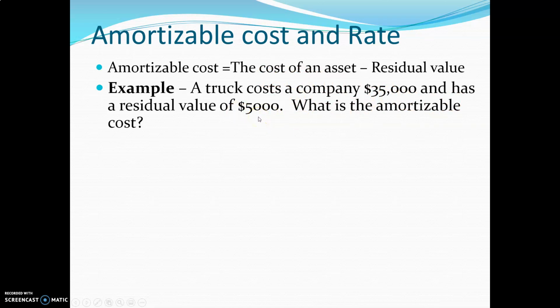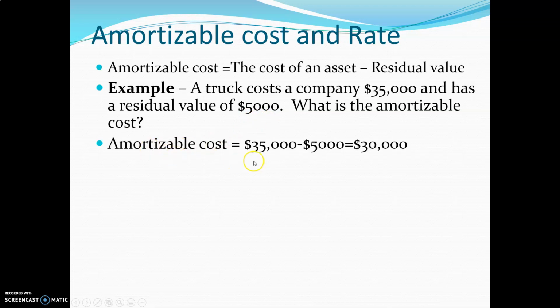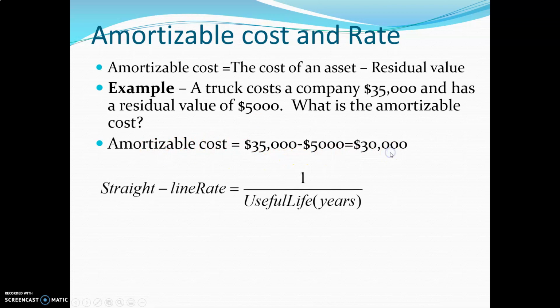It's quite high, but remember, we're doing this for learning purposes, and the expectation is that we're going to use easy numbers so that we can understand the concept, not necessarily how it will always work out in the real world. Amortizable cost, $35,000 minus $5,000 is $30,000.